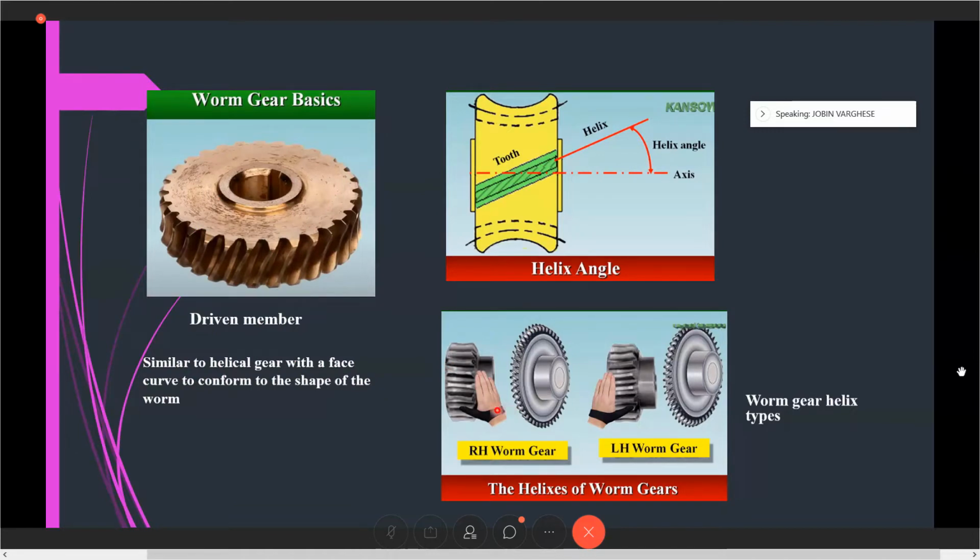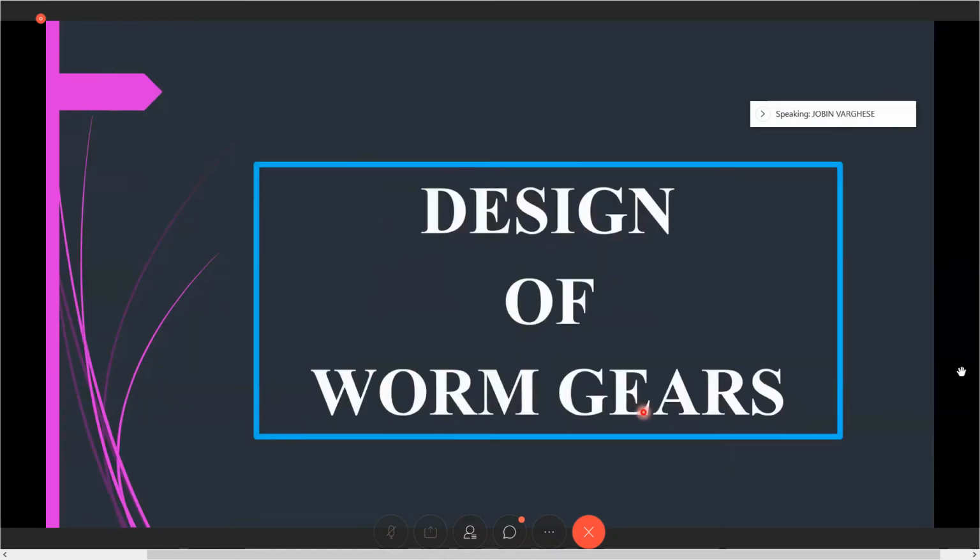As you have seen in the helical gear, again against rotation, we just keep our fingers and see how the thumb is pointing. If the right hand thumb is pointing towards this one, we take it as the right hand worm gear, and in this case the left hand worm gear, which I have already discussed in the helical gears. This is the first part, and we are now coming to the design part.